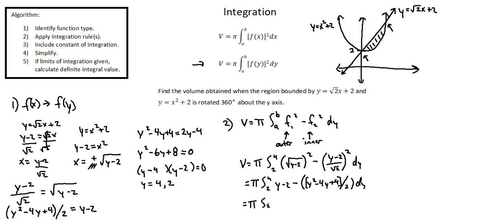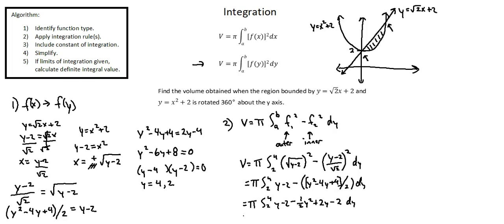Pi times the integral from 2 to 4 of y minus 2 minus, for each term here in the brackets I want to divide by 2. So we'll have 1 half y squared, minus 2y, plus 4 divided by 2, which is 2. And again, all with respect to y.